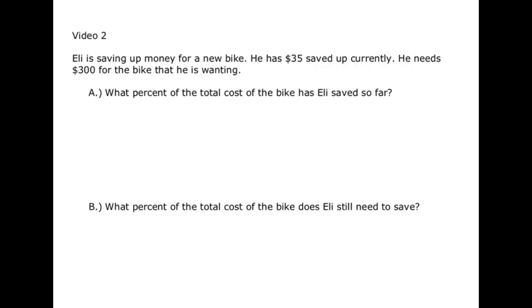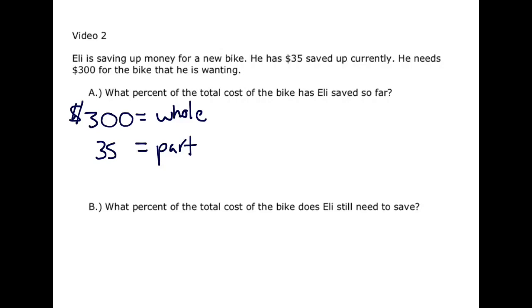So the whole thing costs $300. Put $300 equals the whole thing. He saved up part of it, which is $35. And we want to figure out what is the percent that 35 is out of 300.